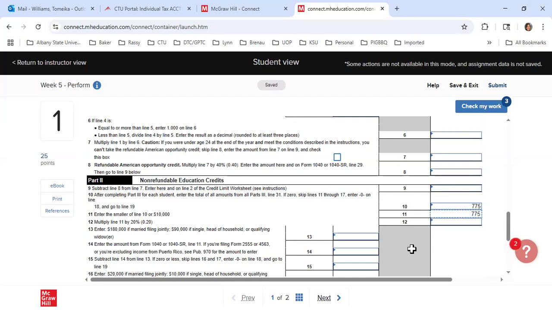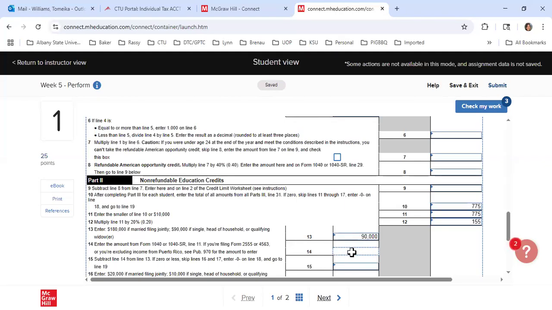Line 12 says for us to multiply line 11 by 20%. So 775 times 20%, or 0.20, is 155. And we're going to place that on line 12. Now, line 13 says enter 180,000 if married filing jointly, and 90,000 if single, head of household, or qualifying widower. We're going to enter 90,000 here on line 13.